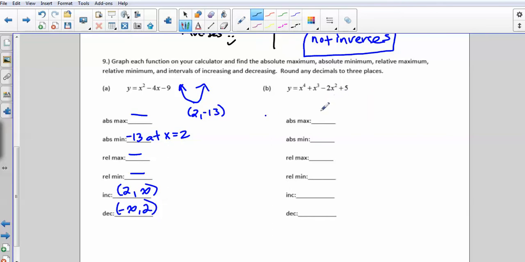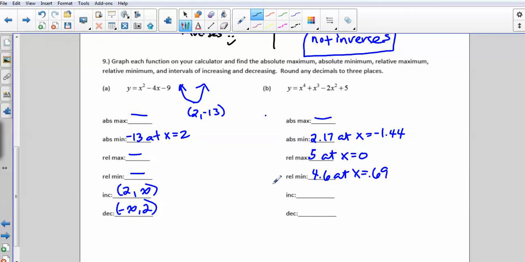So your absolute maximum, you didn't have one because you're going to infinity. Your absolute minimum, your smallest value, was about 2.17 at x equals negative 1.44. Your relative maximum, that was that little bump in the center, that was 5 at x equals 0. And you had a relative minimum. It was like a bump down, but it wasn't the smallest point, and that was 4.6 at x equals 0.69.